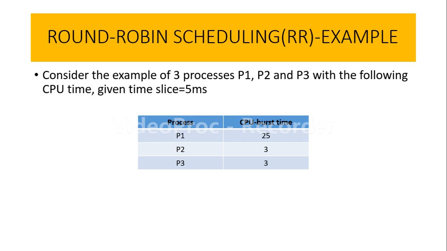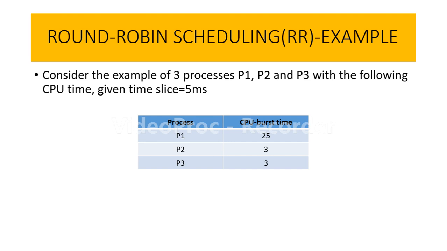That means each process P1, P2 and P3 is going to get a 5 millisecond time slice for its execution. If these processes are not able to finish within the given time slice, they have to go back to the ready queue and wait for the next time slice, where they can resume the execution. Please keep this table in mind.